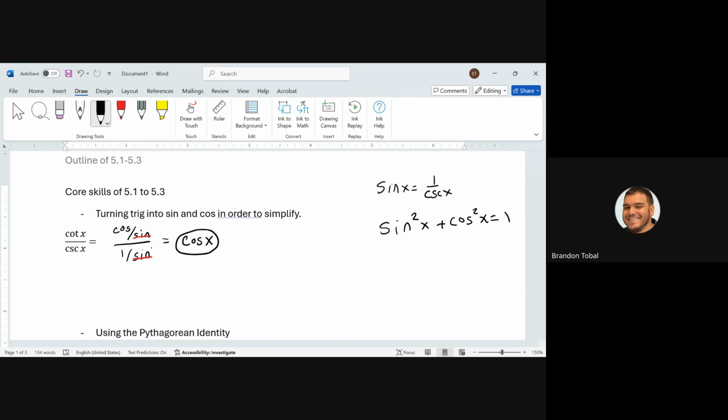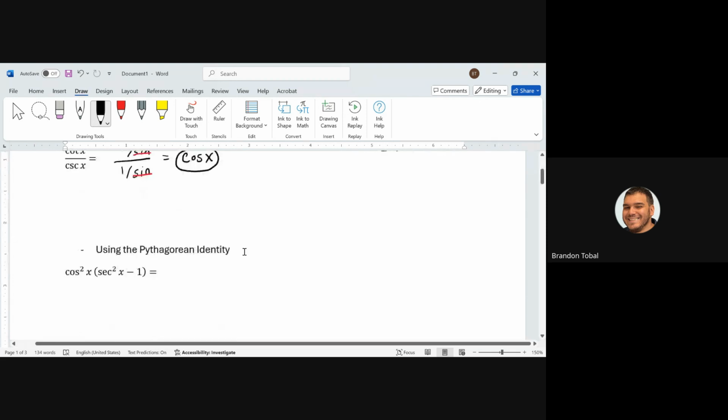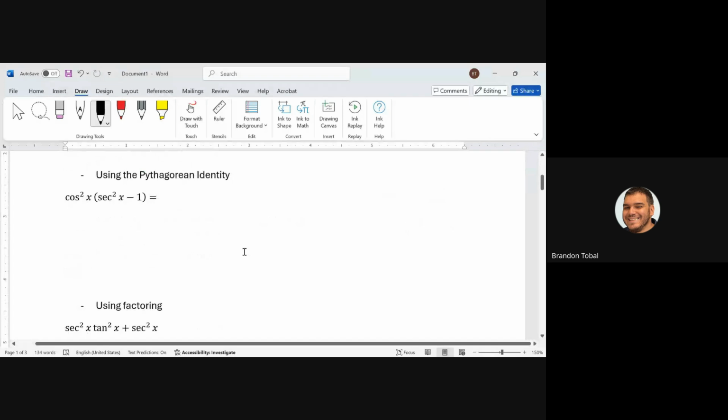If along the way you forget the x's, I'm not going to be a stickler, but make sure you put that x or theta or whatever symbol I use at the end. So that's the first one. Sometimes we have to use the Pythagorean identity. So over here, secant squared minus 1.